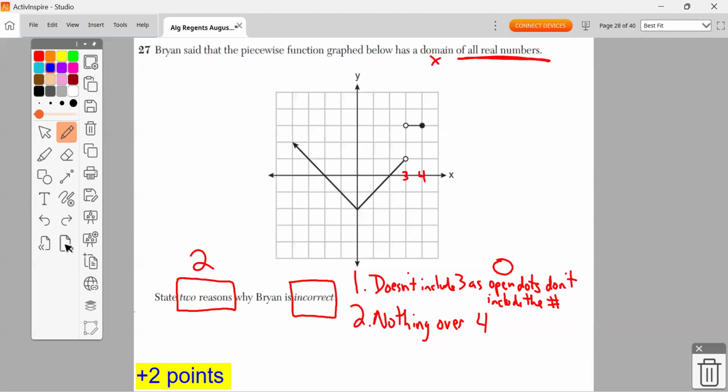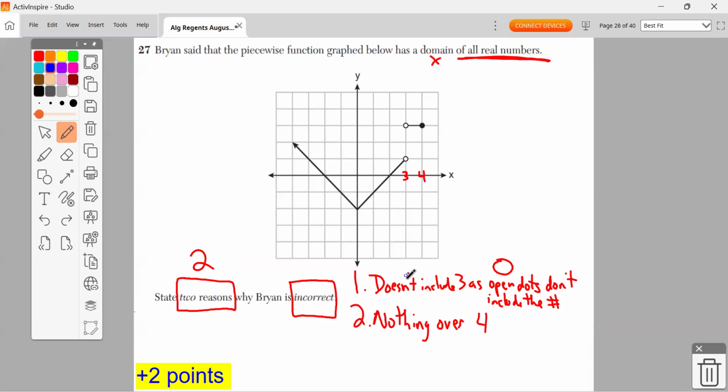In question number 27, Brian said that the piecewise function graph below has a domain. Domain are your x values. Domain comes before range, just like x comes before y, of all real numbers. State two reasons, not just one reason, two reasons why Brian is incorrect. So it's telling you that it's incorrect. You need to give two reasons why he's incorrect.